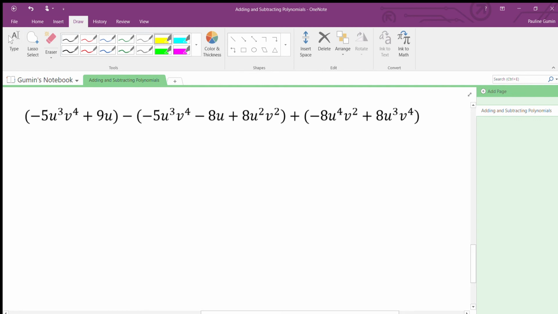I'm going to begin this one the same way as I did before. I'm going to look for the highest power of the letter that comes first in the alphabet. In this case, that's the letter U.